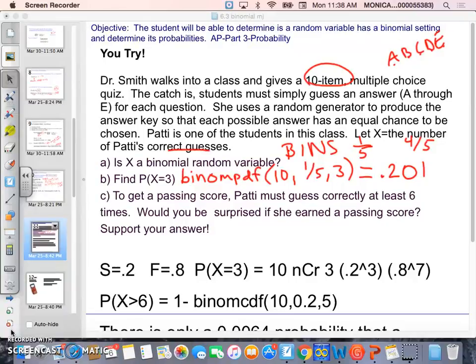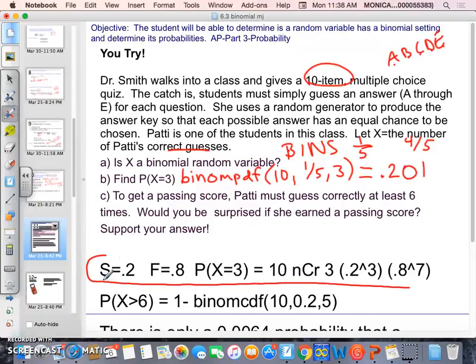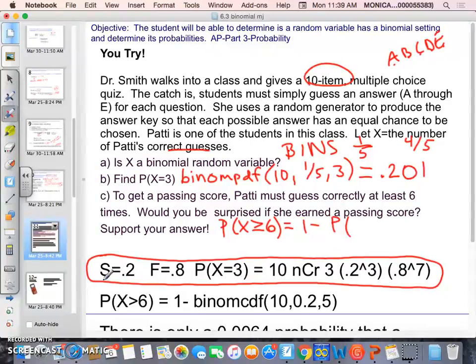Now, down here I've shown you how to do that without using your calculator. So that would be here. All right, to get a passing score, Patty must guess correctly at least 6 times. So this is the probability of X being greater than or equal to 6. In this case, you're going to do the inverse, or 1 minus the probability of X being less than or equal to 6. Sorry, less than 5.